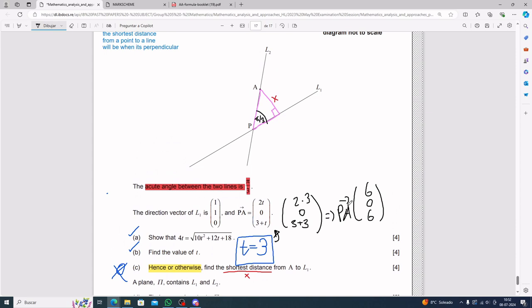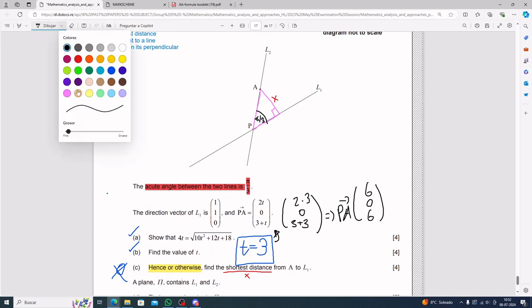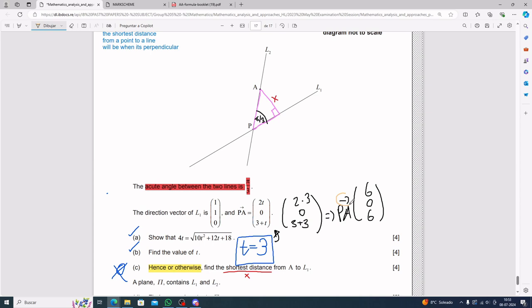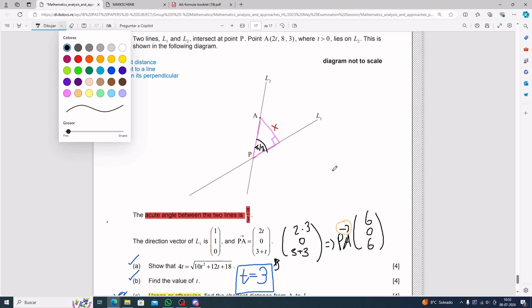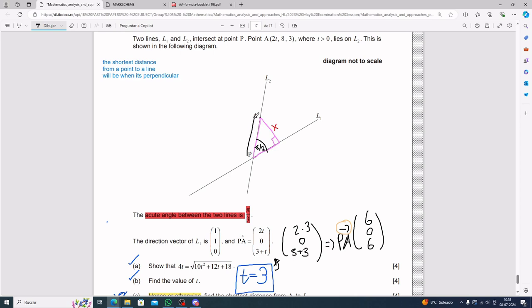Now, why is this useful? Because PA has this little line, it's basically the direction vector of PA. So if you put a vector, its direction vector is 6, 0, 6 like that. Now that isn't exactly distance yet. So how do you find the distance of a direction vector? What's going on there, right?